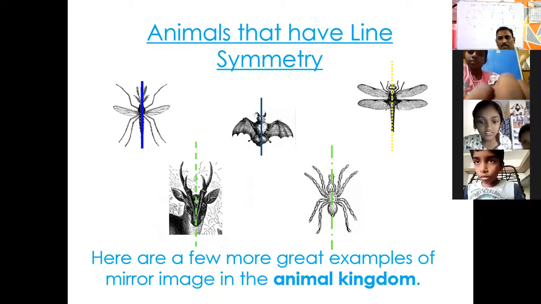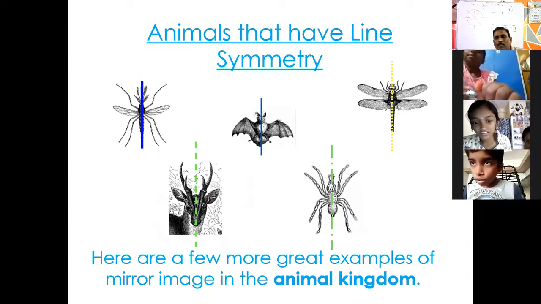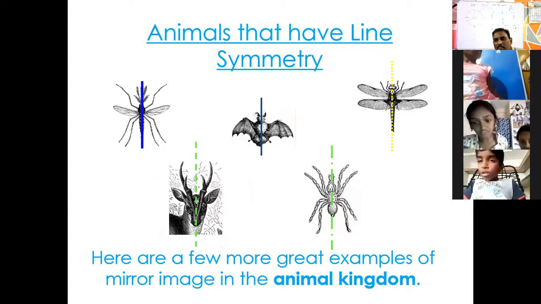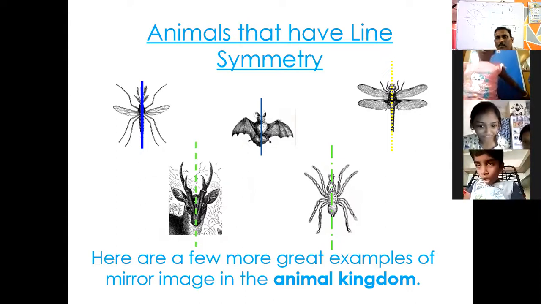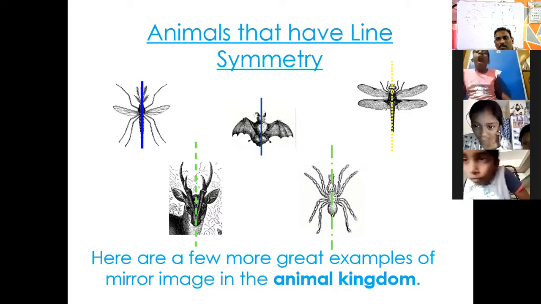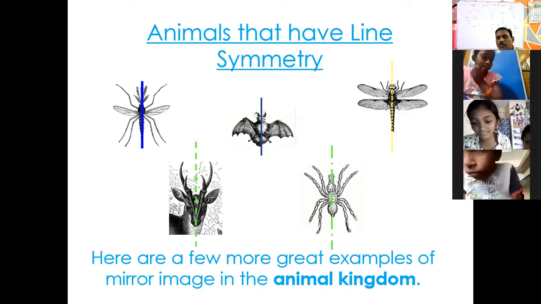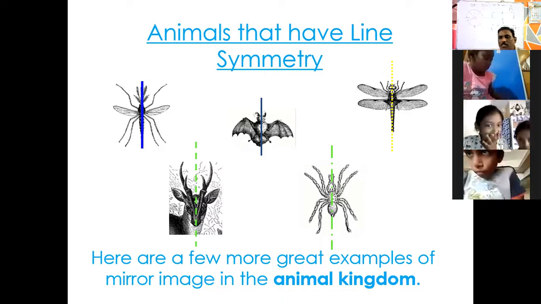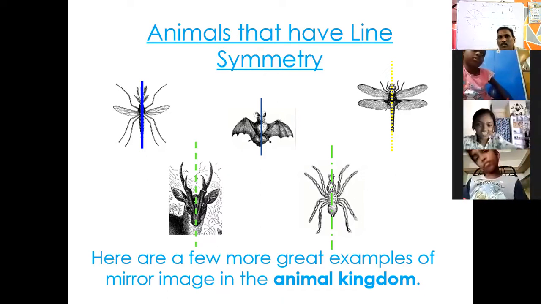Bat. Some insects. Some animals are shown here, which are symmetry. You might have not observed, but all these fall under symmetry. These insects, these flies, you might have seen around you, but you might have never observed that they are symmetry.